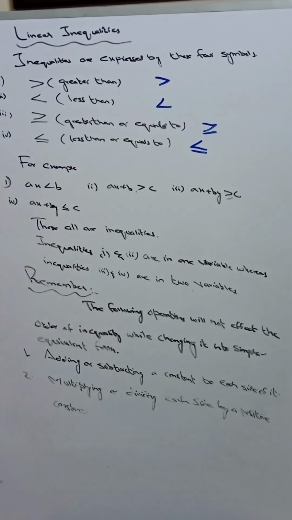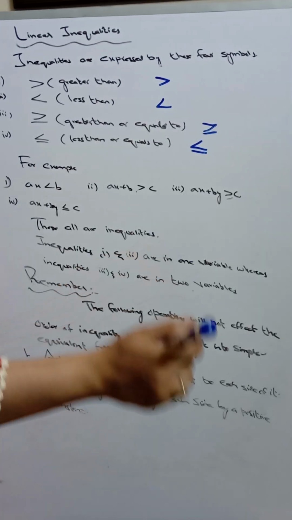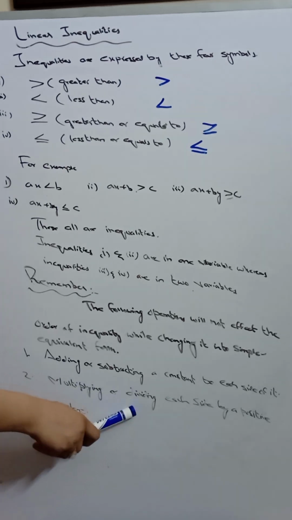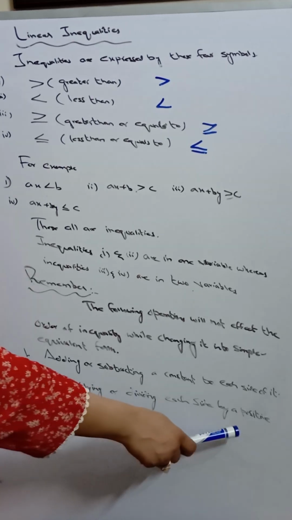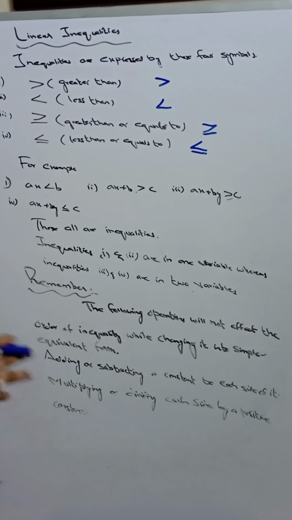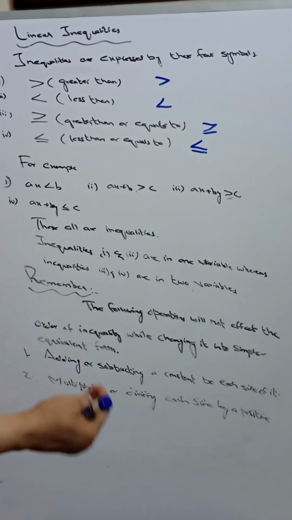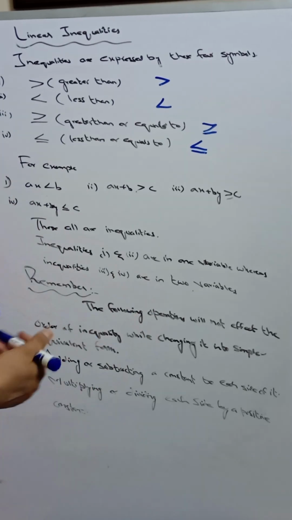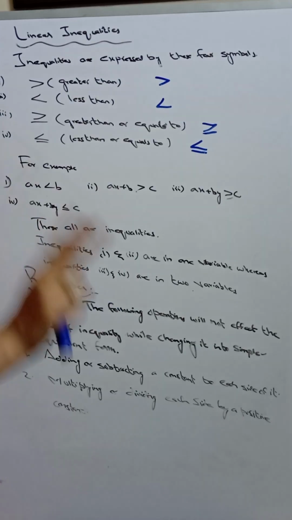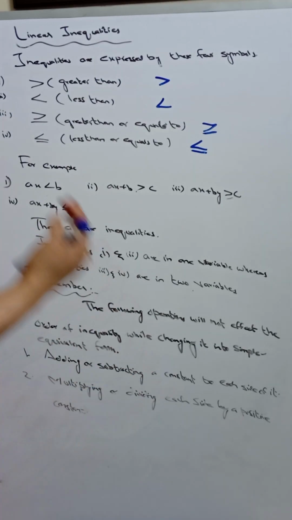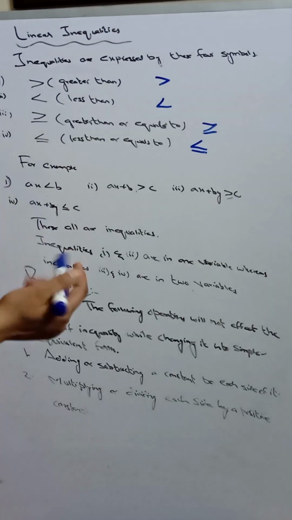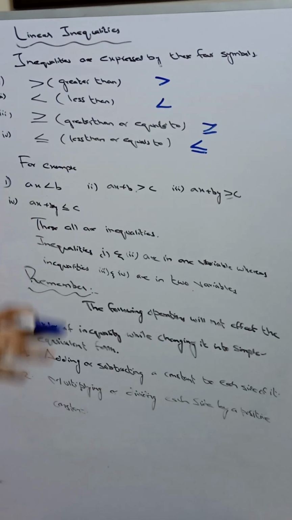You will learn this when you solve examples. Right now, let's just remember the points. Number 1, adding or subtracting a constant to each side of it. Number 2, multiplying or dividing each side by a positive constant. Whenever we solve such inequalities, we can easily multiply or divide both sides by a positive constant, and we can add or subtract a constant on both sides. So these are the main points. You just learn these points. We will do examples, and you will learn more clearly.